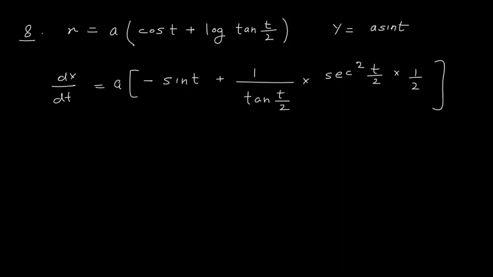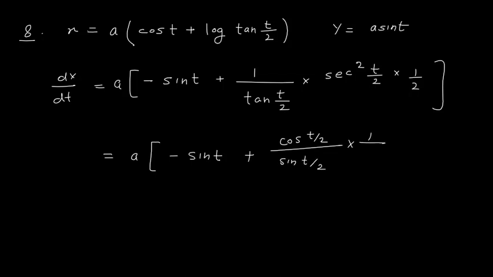So this is a into, let us simplify this. Here we have minus sin t plus this 1 upon tan t. 1 upon tan t is cot t, and cot t is cos t by 2 upon sin t by 2.